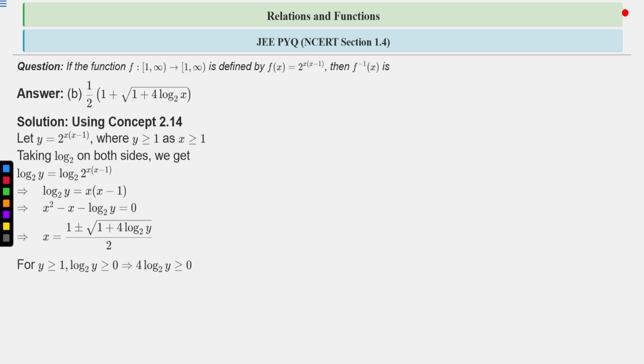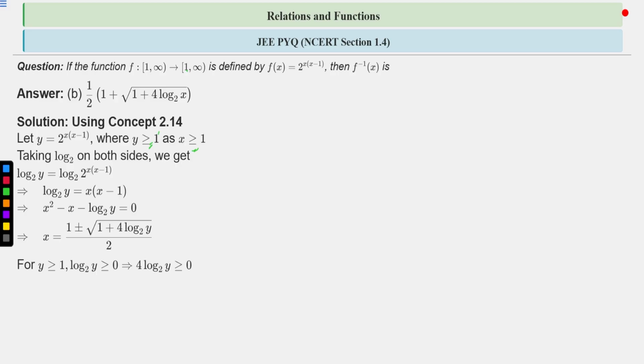Got it? Now, for y greater than or equal to 1, because we have taken y greater than or equal to 1 as x is greater than or equal to 1, so y will be greater than or equal to 1. Therefore, you can see that codomain is equal to range. And also it is one-one function, so it is bijective. Therefore, we can find out the inverse of the given function.